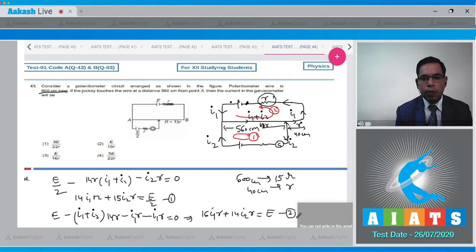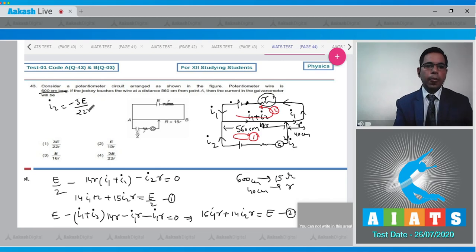This is equation number 2. Now solving equations 1 and 2, we get I2 equal to minus 3E upon 22R. This negative sign shows that the current is in the direction opposite to the one shown. That means through the galvanometer it flows in the opposite direction. Hence I2, the current through the galvanometer, will be equal to 3E upon 22R.